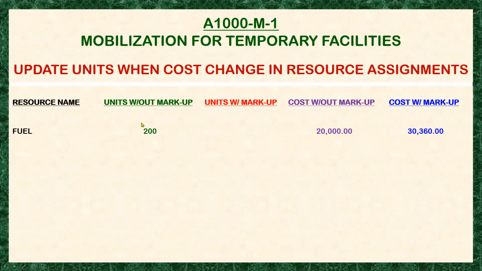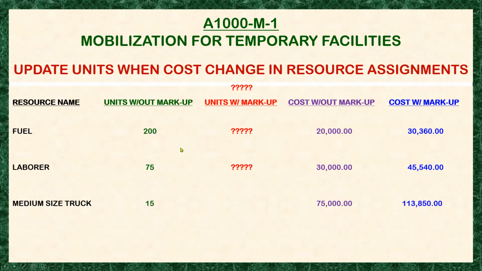Since the unit was 200 before the markup, with the amount of 20,000, now that the markup was added, the unit should increase. Okay, and that is the question there. The same also as in labor, 75. That is the question there. The increase of the markup cost should be the increase of the units also. Okay, the same as in the medium-sized truck, and also the truck driver, the same thing.